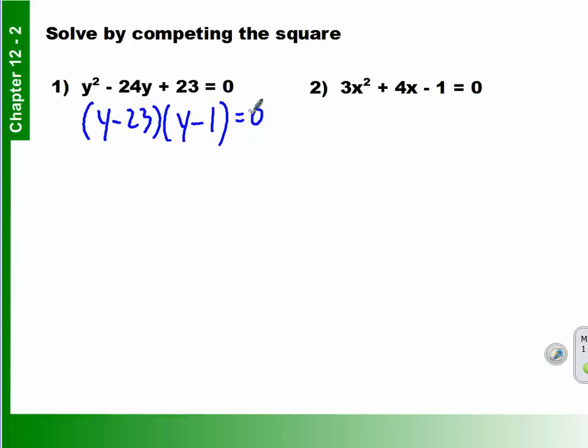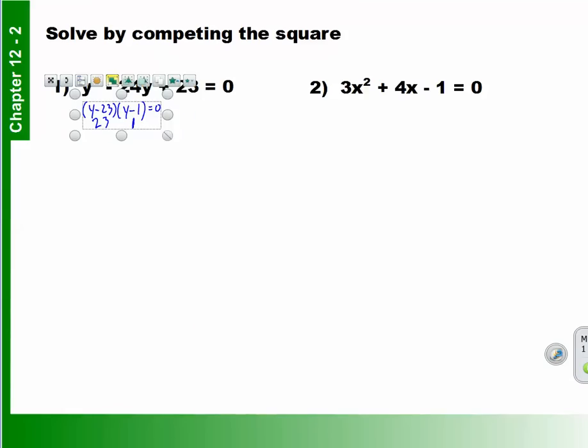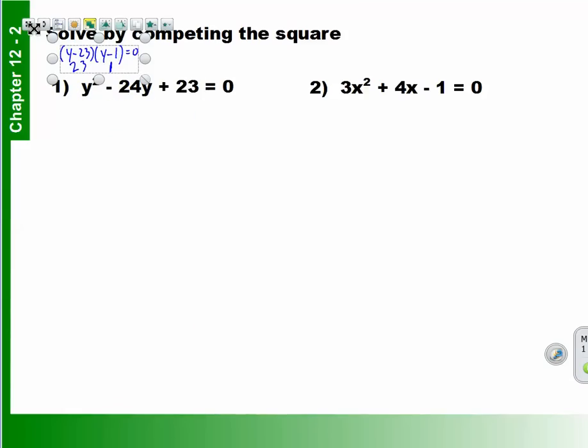So what is the solution here? y equals 23, and y equals 1. We know that's the answer. I'm just going to save it up here. And we're going to complete the square. And we're going to get the same answer. So I don't think anyone's going to be surprised when I say that 23 is not a perfect square. It's prime. We can't do much with that.